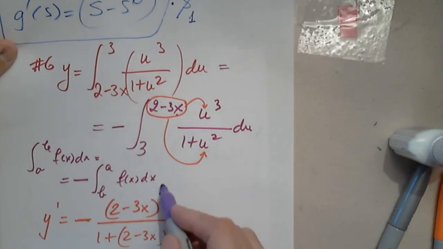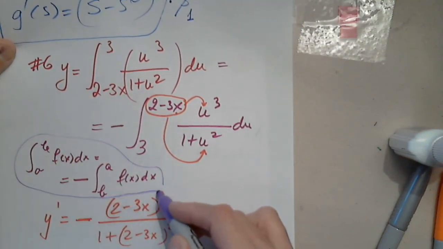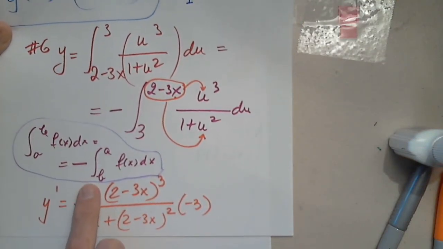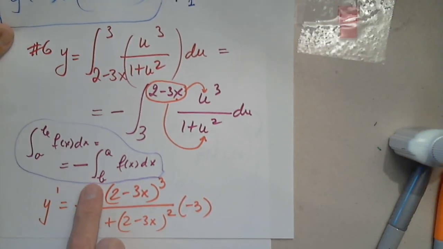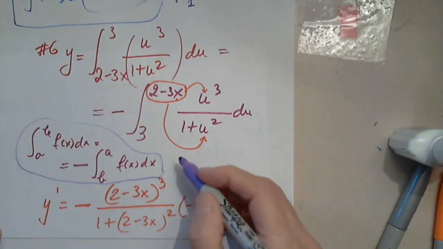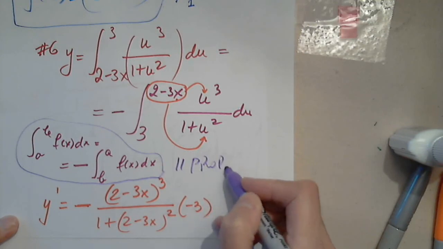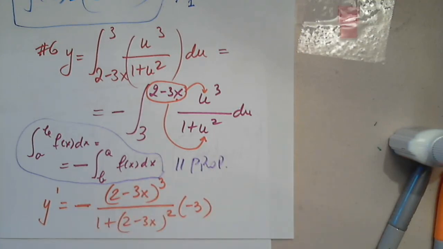And this is a property that we discussed when we discussed those 11 properties of definite integrals. So if you go back to those 11 properties, one of them is this. If I swap the limits of integration, the whole thing is the same but opposite.